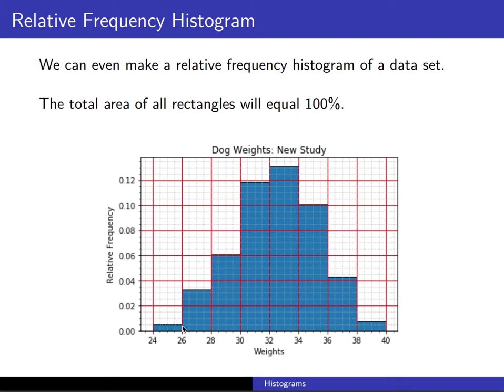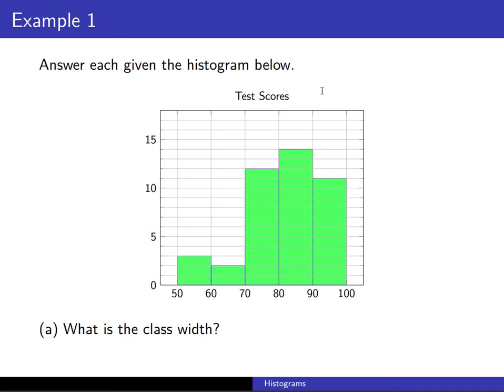If we take any rectangle and find its area, this has a length of 2 and a height of almost 3.5. If we multiply the length times the height, or the width times the height, we get the area. And if we find the area of all of these big rectangles, it'll add up to 100%, or all of the dogs in the study.